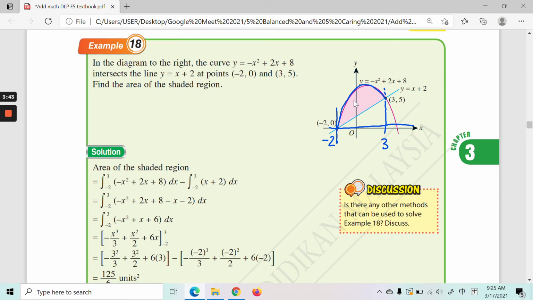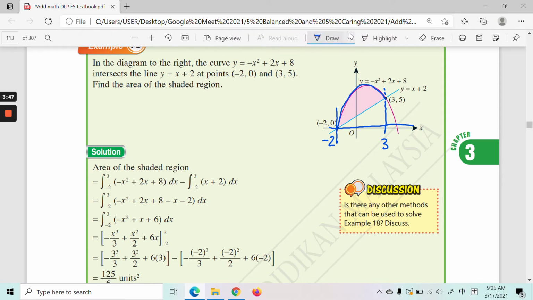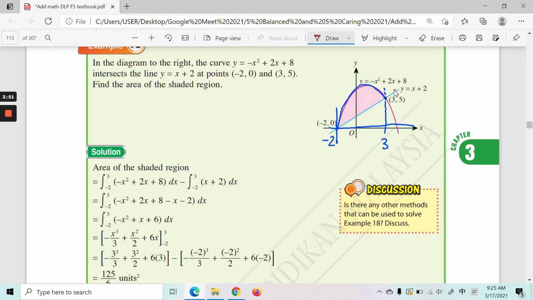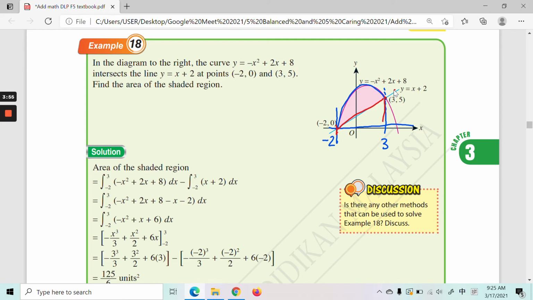If you integrate the curve from a to b, you get this blue color. If you integrate the straight line from -2 until 3, you will get the red color. The blue color minus the red color gives the shaded region. So from here we can conclude: curve minus straight line.